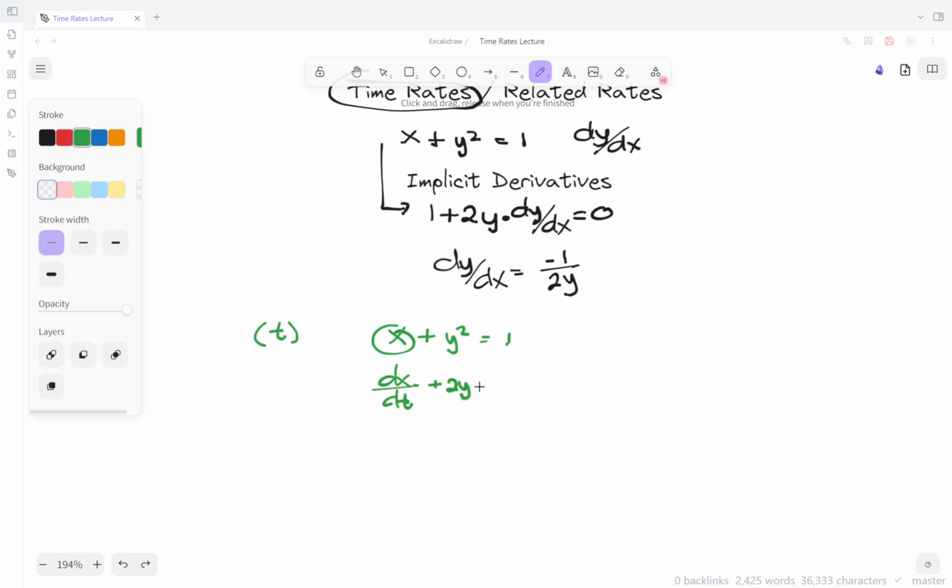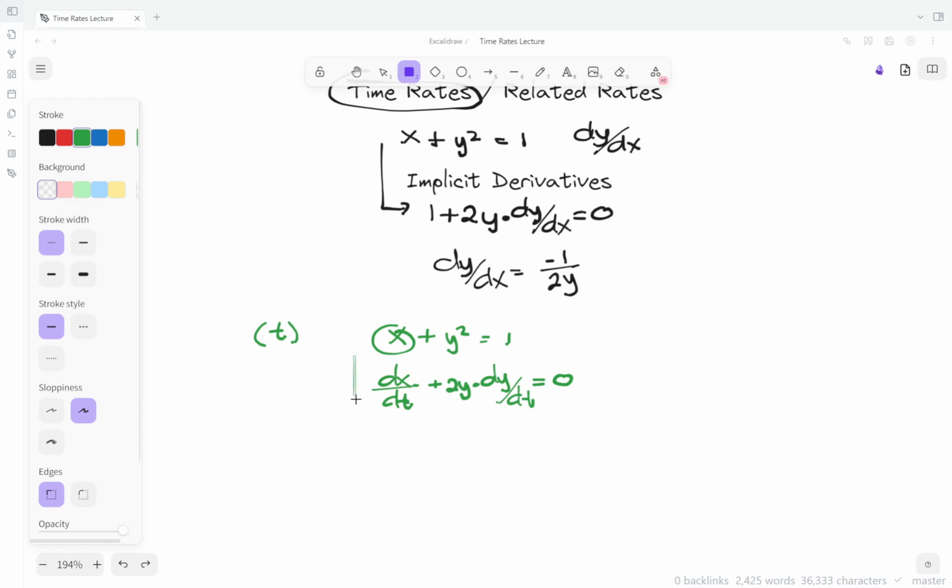And nothing will change here that much. This will still be 2y. But now something will change. This will be dy with respect to time. Again, everything has to be with respect to time. 1 is still 0 even if we take the derivative with respect to time, since it's a constant. It wouldn't change with respect to time. So now, as you can see, you have an expression that contains two rates right there. When I say two rates, we're referring to your dx/dt, and the other one is dy/dt.